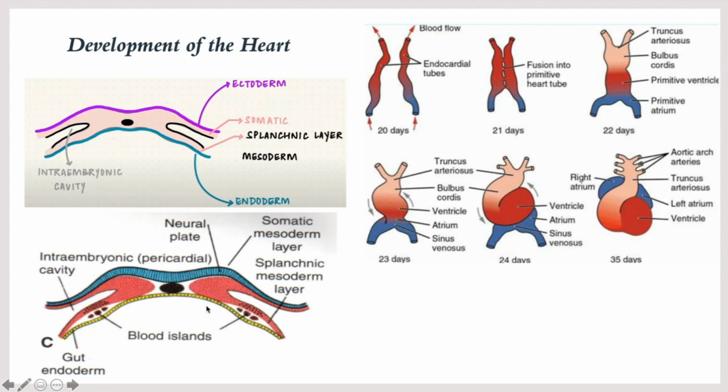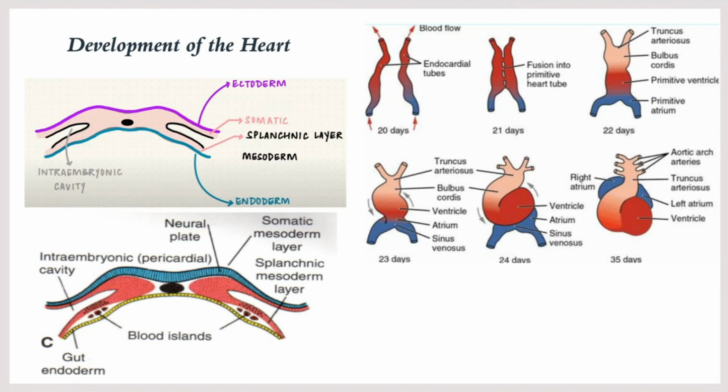And the endoderm, which is at the bottom, of course, this blue part is the endoderm. The endoderm is going to stimulate these clusters of cells to become what we know as blood islands. Now, these blood islands are later going to become vessels in a process called vasculogenesis. They're going to become the blood vessels.